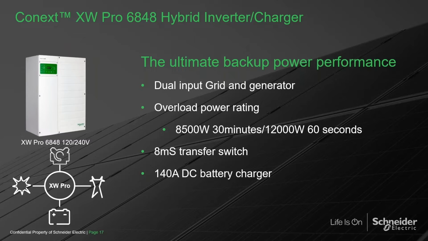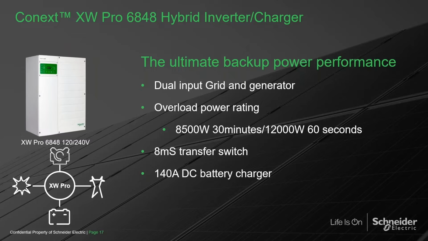So let's say we have instability in the grid. Maybe there's what we know in the industry as a brownout, not necessarily completely gone, but the voltage has dropped, or we have a full power outage. And the feedback I've gotten from many system owners is that they didn't even realize they had a power outage because their appliances continued to work. There are very few things in a residential application that can detect an 8 millisecond transfer time.